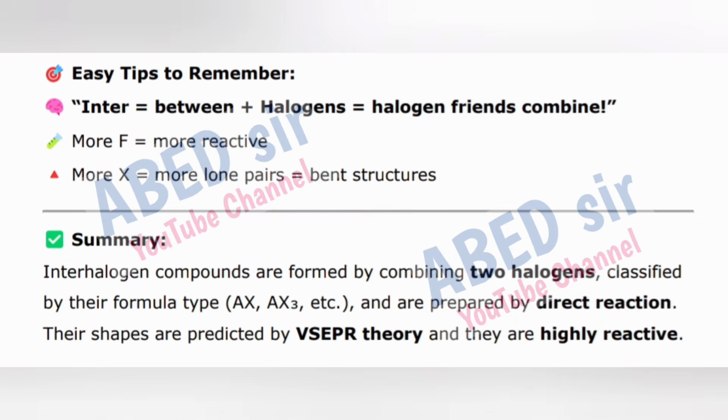Easy tips to remember. Inter equals between, plus halogens equals halogen friends combine. More F equals more reactive. More X equals more lone pairs equals bent structures. Summary. Interhalogen compounds are formed by combining two halogens, classified by their formula type, AX, etc., and are prepared by direct reaction. Their shapes are predicted by VSEPR theory, and they are highly reactive.